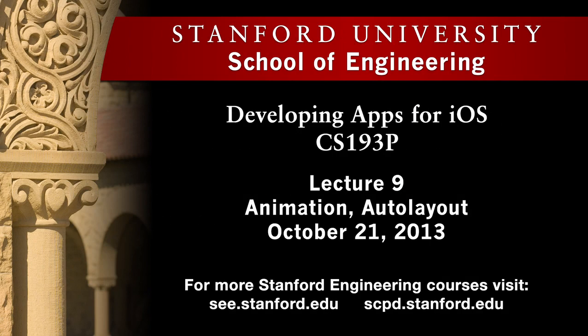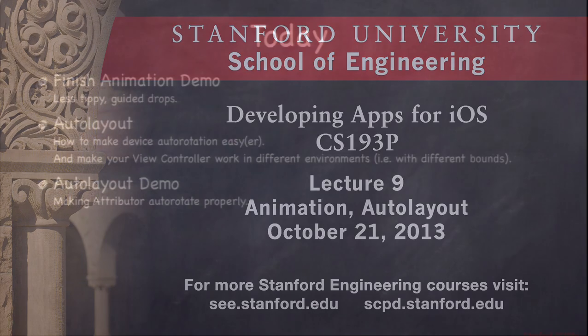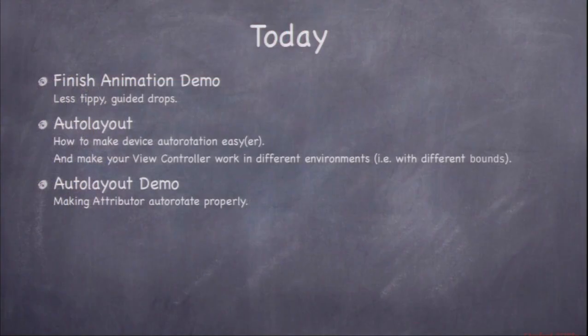All right, well, welcome to lecture number 9 of CS193P, fall 2013-14. Today I'm going to finish the animation demo that we started on Monday, and then the lecture is going to be about auto layout, which is a really cool system for making it so that your user interface can adapt to changing conditions. And then I'll do a brief auto layout demo at the end, just so you can kind of see it in action. Seeing is believing, especially with auto layout.